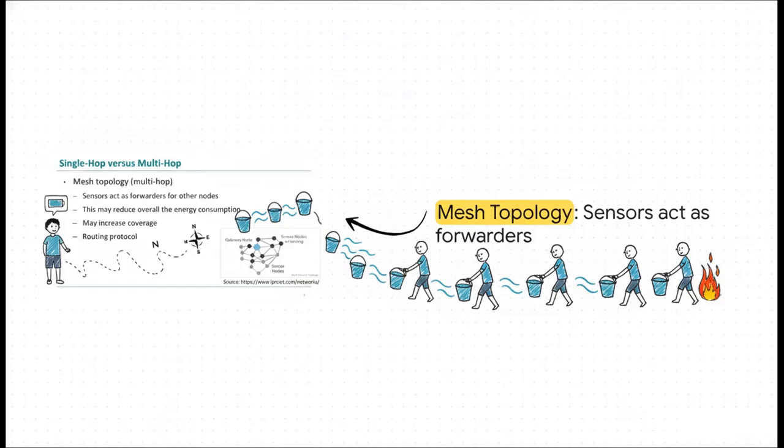Think of it kind of like a classic bucket brigade fighting a fire. Instead of every single person running all the way from the water source to the fire, which obviously would be exhausting and terribly inefficient, each node simply passes the information along to its neighbor until it finally reaches the gateway node. The sensors themselves are essentially acting as forwarders for the other nodes.